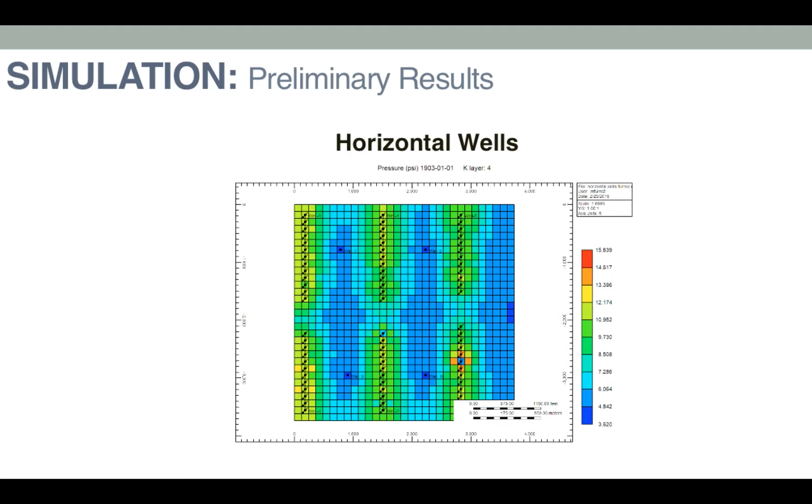For our horizontal wells, the pressure profile we went with was on the 4th layer. This was the location of the horizontal wells. It makes it easier to see the sweep. The permeability was the highest in the X and Y direction, which is why you see a better sweep efficiency for our horizontal wells.